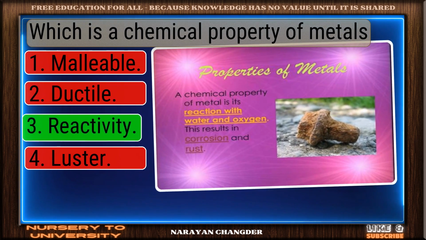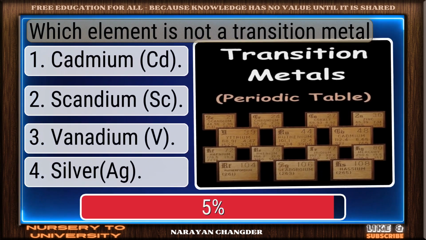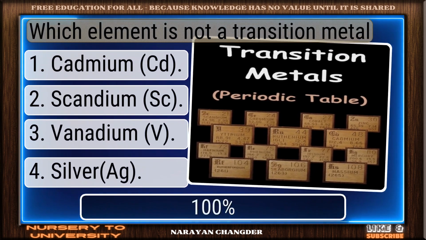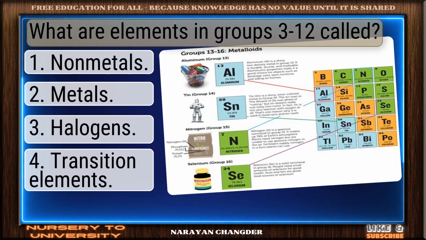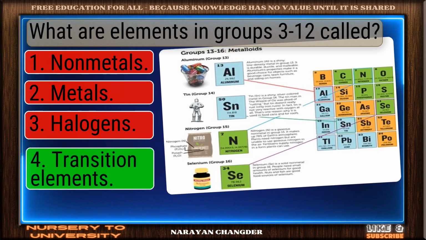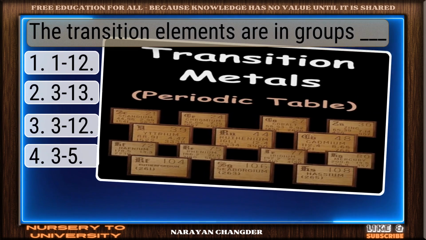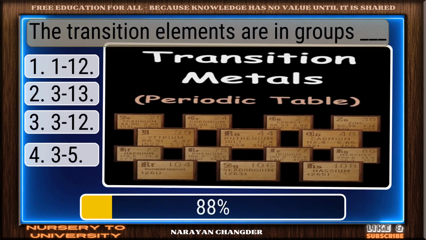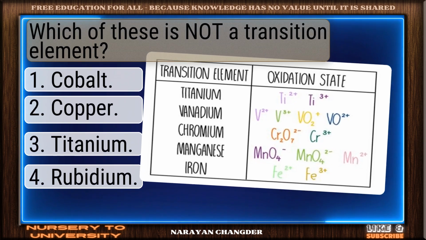Perfect choice, reactivity. Which element is not a transition metal? Commendable response, cadmium. What are elements in groups 3 to 12 called? Transition elements is correct. The transition elements are in groups dash. 3 to 12? Which of these is not a transition element?